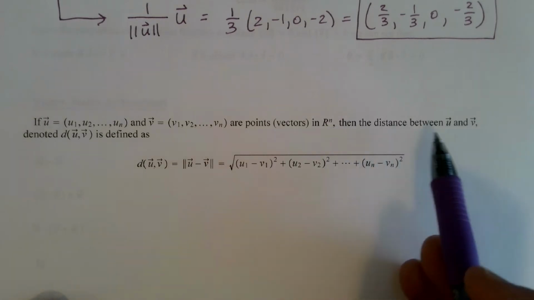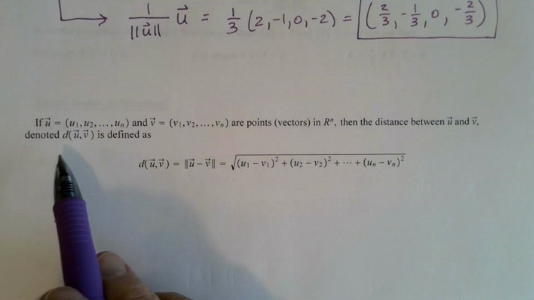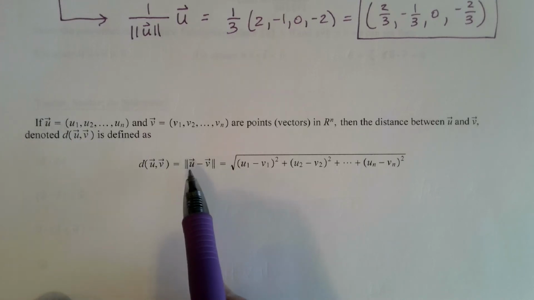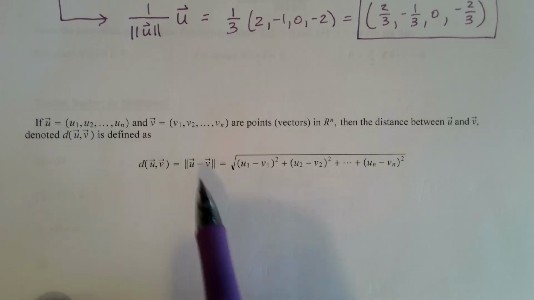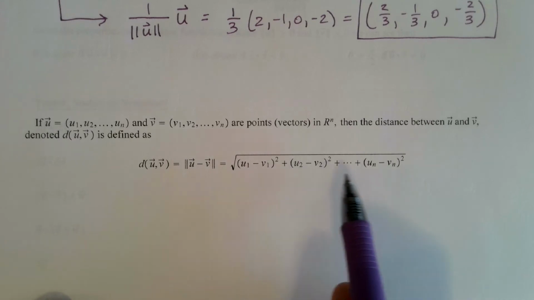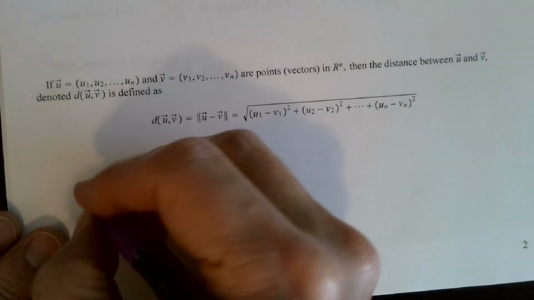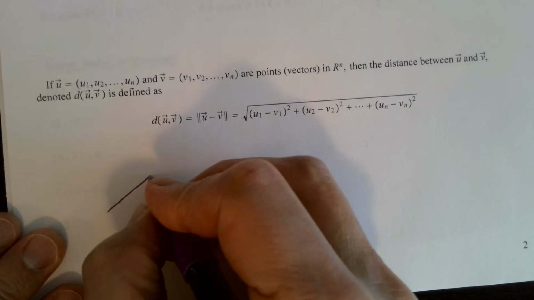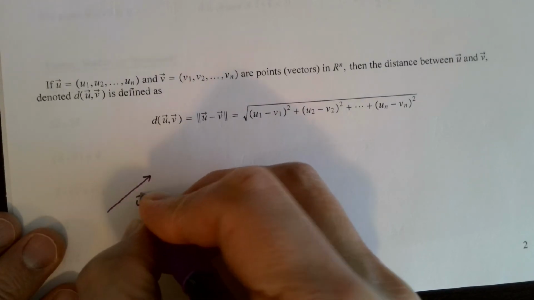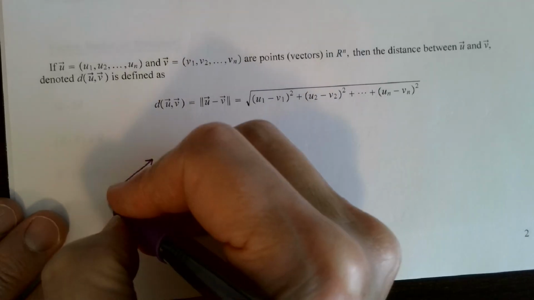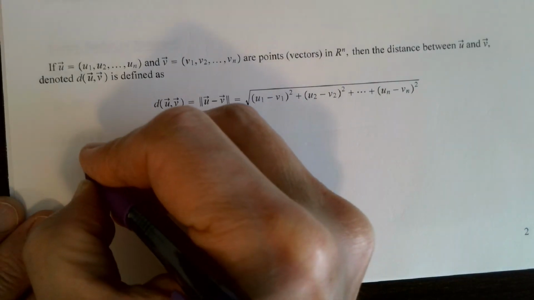Then the distance between the two vectors, which is denoted this way, is defined this way. It's the norm of u minus v, which then would be defined this way. Well, let's see why that is in 2-space. So if I have the vector u, maybe it looks like that from the origin, and then we'll do vector v from the origin too. Maybe it looks like this.